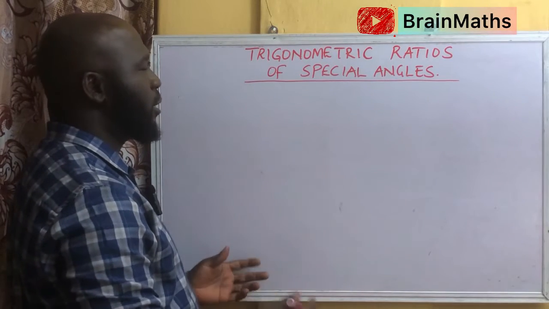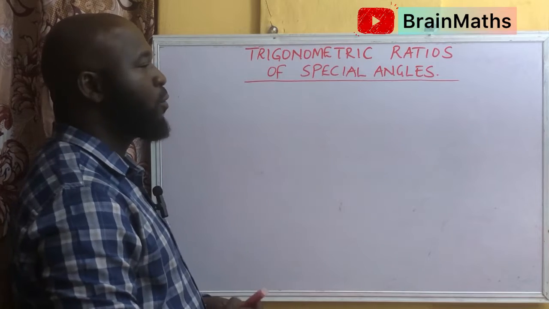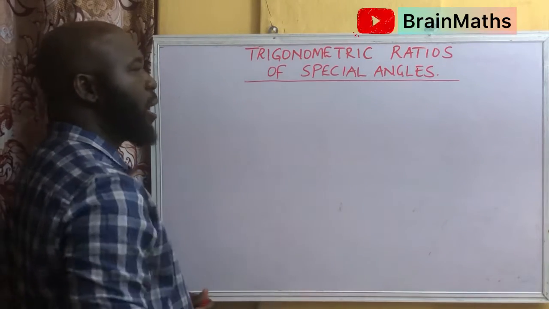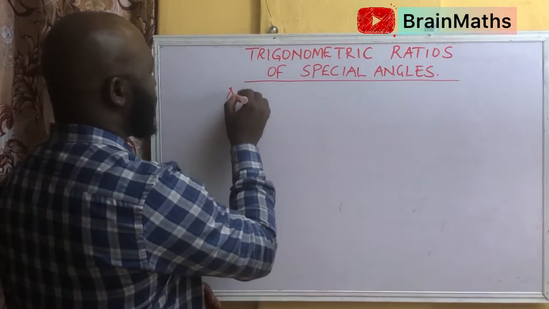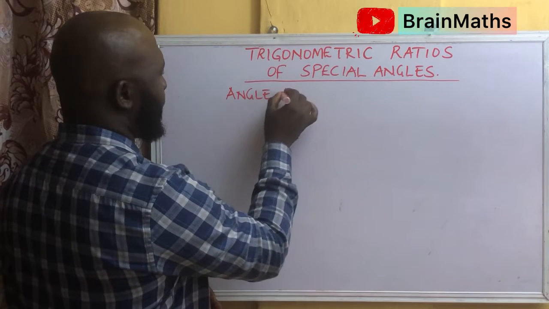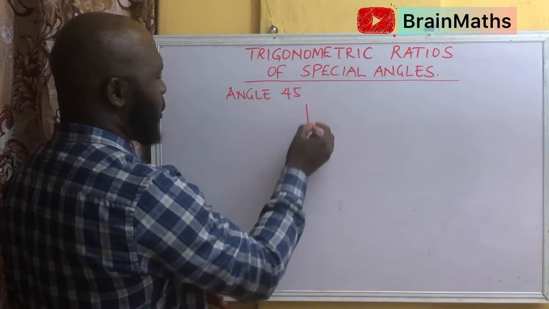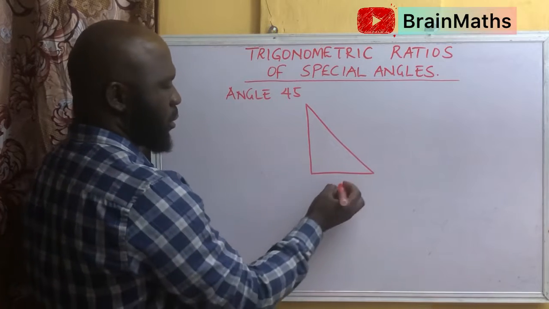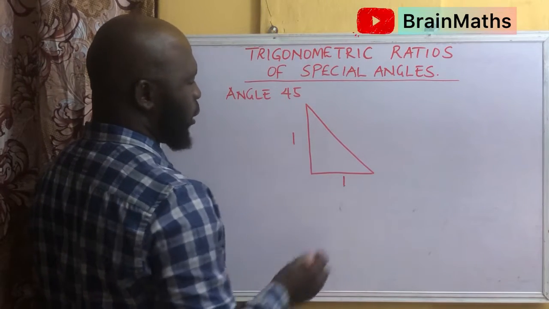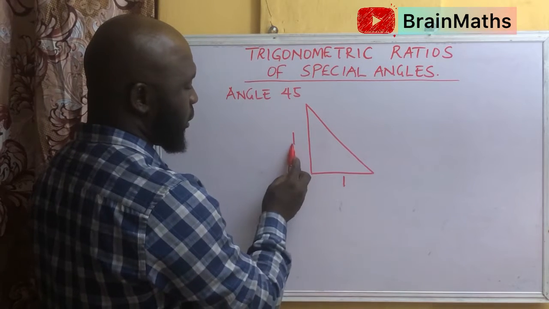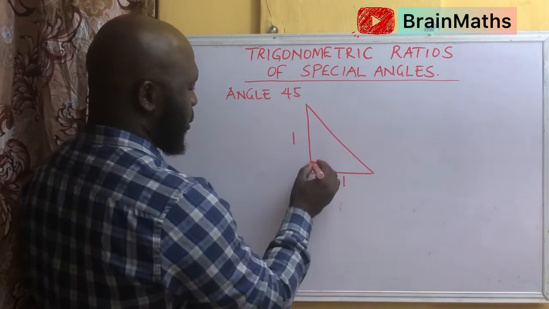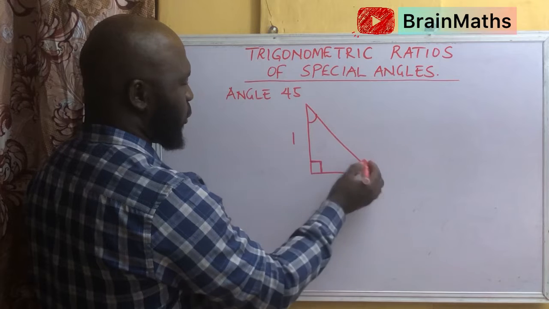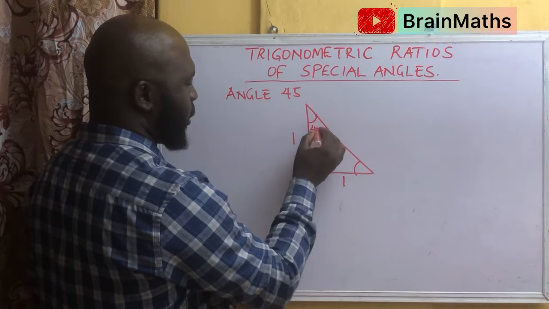Having noted the names of the sides of a right triangle, the next thing we want to look at is the special angles. So let's start with angle 45. In this right isosceles triangle, this side and this side are equal. So if this side is 1, this side will also be 1. This place is given as 90 degrees, and the remaining two angles will be 45 degrees each.